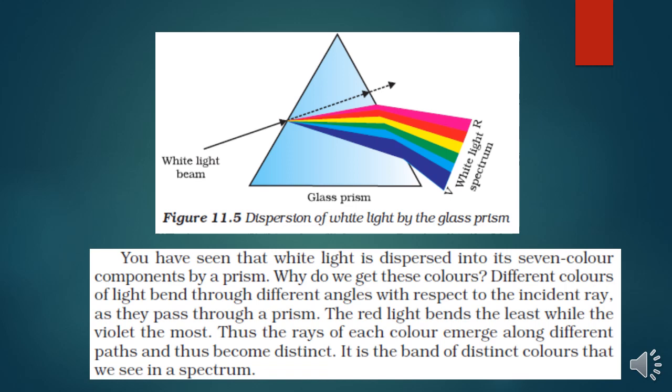Now, to remember the 7 colors of the spectrum, an acronym is given: VIBGYOR, which we start from the bottom to the top. V stands for violet, I stands for indigo, B stands for blue, similarly green, yellow, orange and red. So we have to remember one acronym, VIBGYOR, which stands for the 7 colors of the spectrum. We see such a spectrum in nature also when we see the formation of a rainbow.